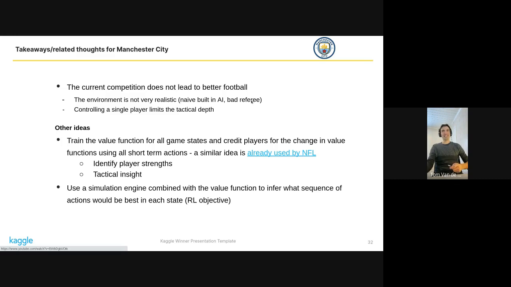There was also an issue with the referee, a real issue, in the sense that sometimes you got away with crazy tackles. Sometimes you would strategically tackle an opponent to get an advantage. And I think addressing these two would be key focus areas to make it more realistic and therefore more useful for actual football implications.